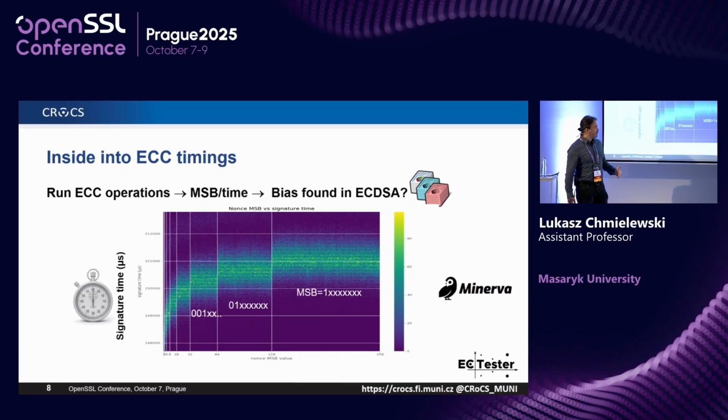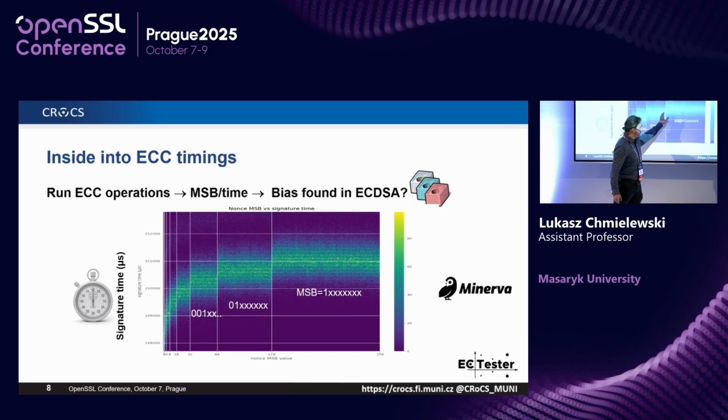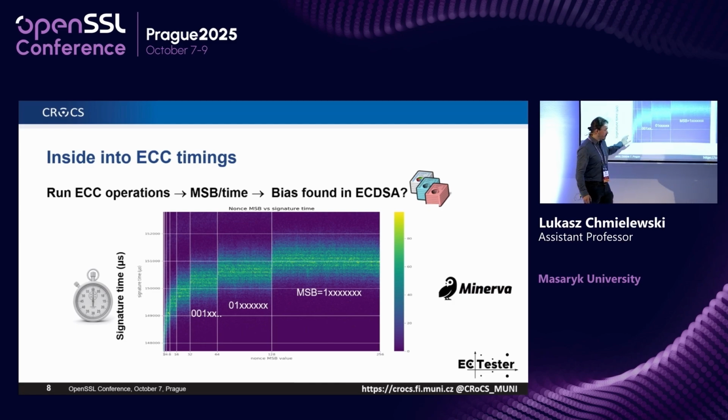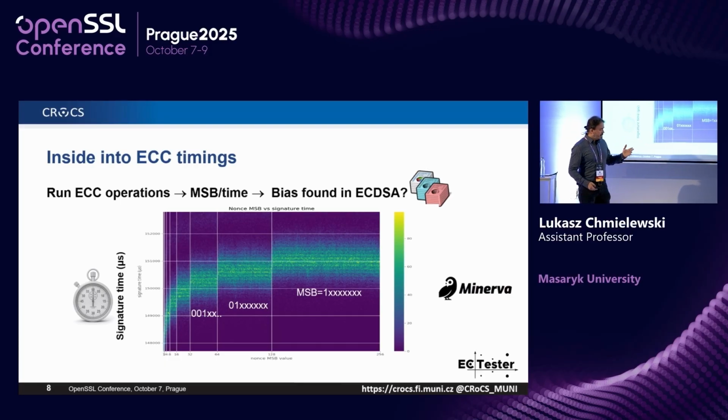So we can start perhaps labeling the traces. If the most significant bit is 1, then the execution is longer. If it's 0, 1, then it's a bit shorter. And the more zeros you have in front of the nonce that is used as a scalar, the shorter the execution time. That resulted in the so-called Minerva vulnerability, and that was done using the tool called EC Tester.